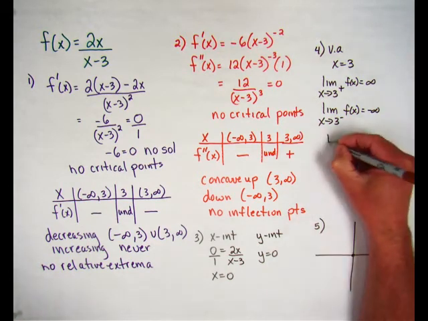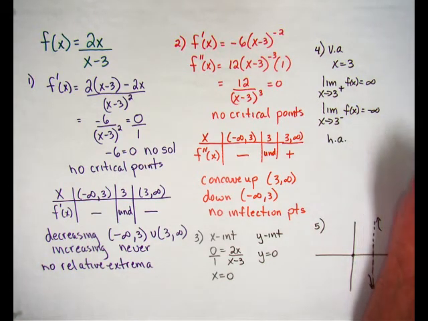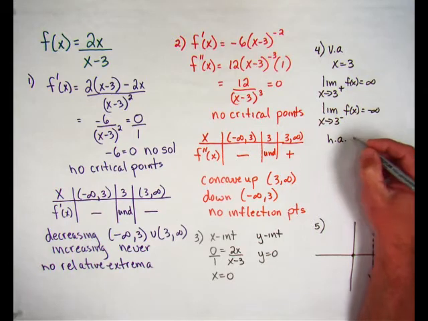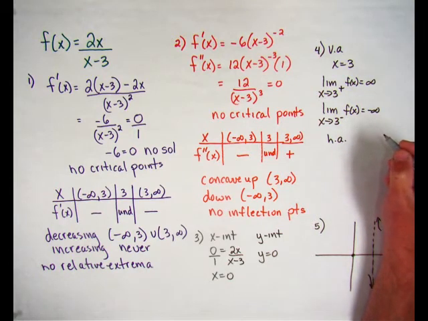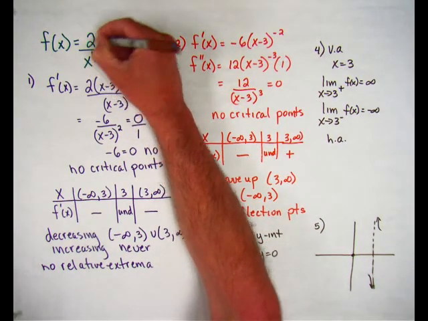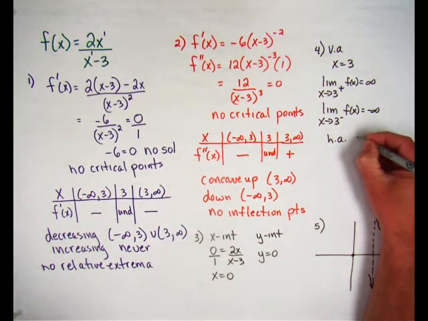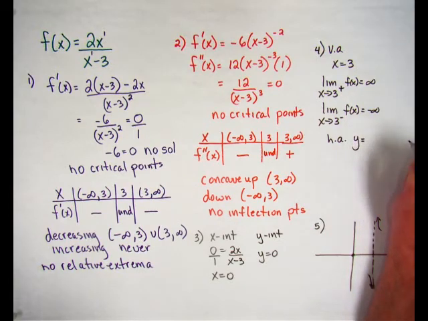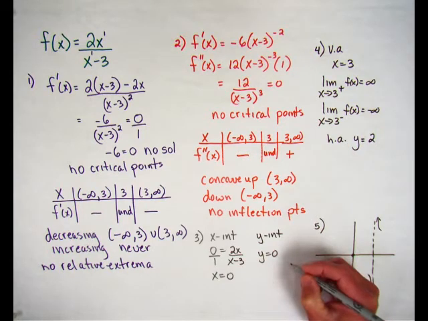I now turn my attention to the horizontal asymptotes. The horizontal asymptote, if you recall, can be found by multiplying by the largest degree of x. Or, if you know the shortcut, I would prefer if you just knew the shortcut. If the degrees are the same, x to the 1, x to the 1, the horizontal will just be at y equals the ratio of the leading coefficients, which in this case will be y equals 2.